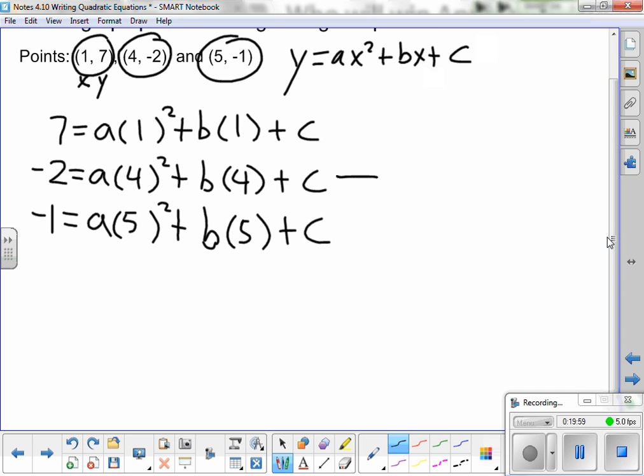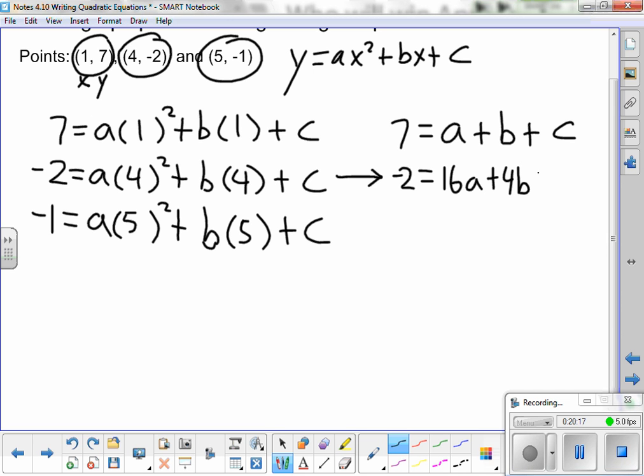So all of these will turn into 7 equals 1 squared is a 1, so that's just a plus b plus c. Second one is a negative 2 equals 16a plus 4b plus c. Last one is a negative 1 equals 25a plus 5b plus c.